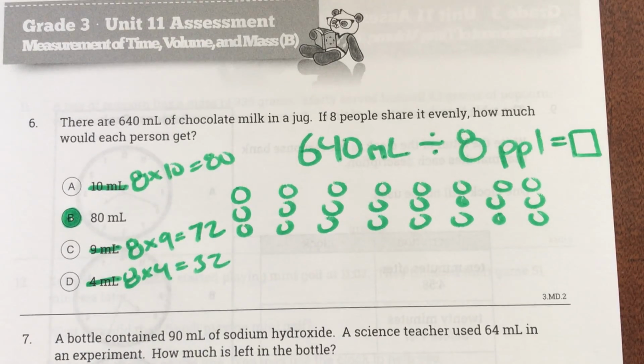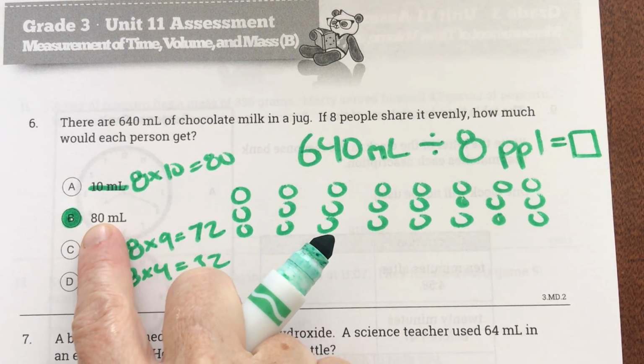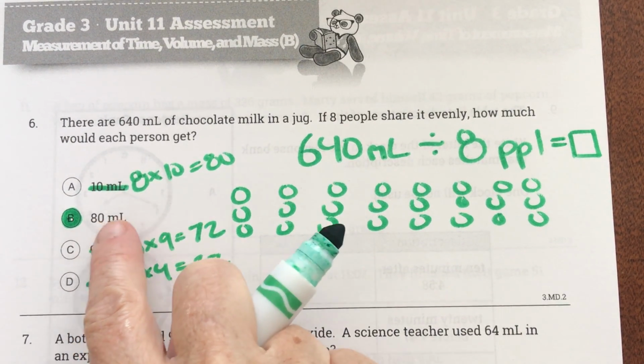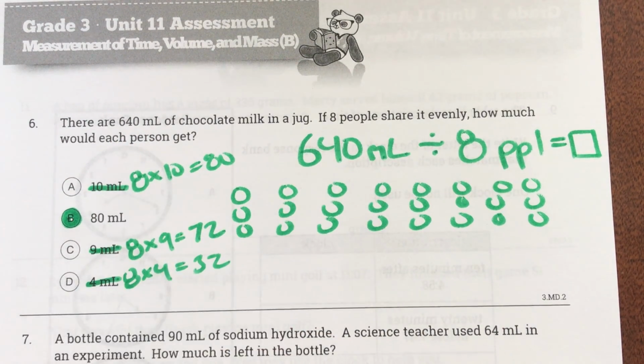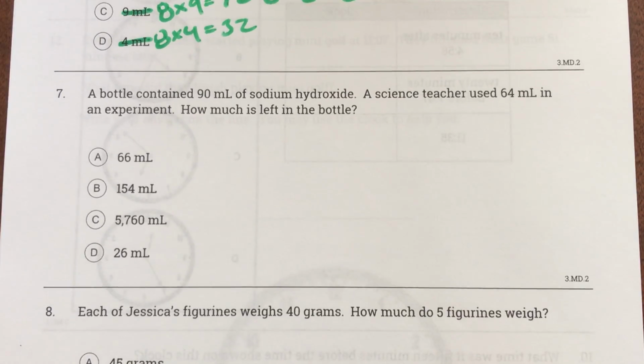Another way that I think about this is I know that 8 times 8 is 64. So then with the extra 0, it's 640. That's a pretty tricky problem. All right, let's look at number 7.